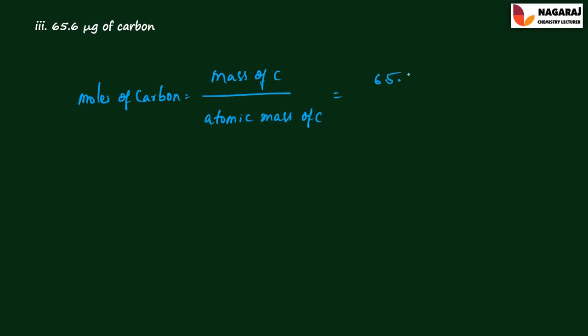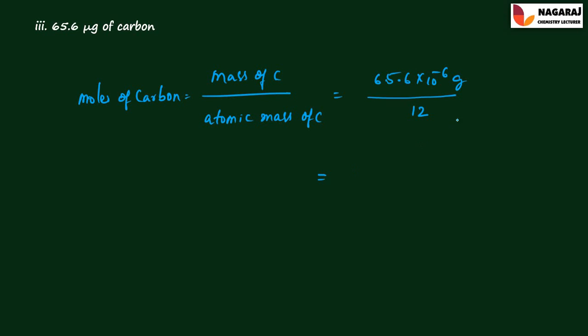Like that, let us calculate the number of moles present in 65.6 micrograms of carbon. That is, moles of carbon is equal to mass of carbon divided by atomic mass of carbon, that is 65.6. Micro value is into 10 to the power minus 6 grams, and it is divided by the atomic mass of carbon, so it is 12.